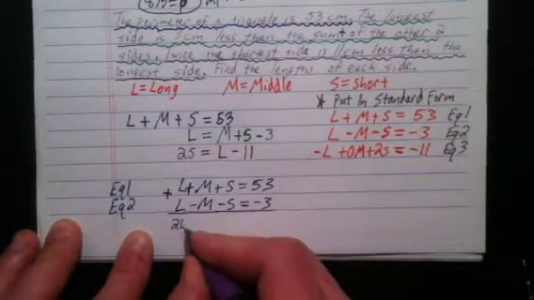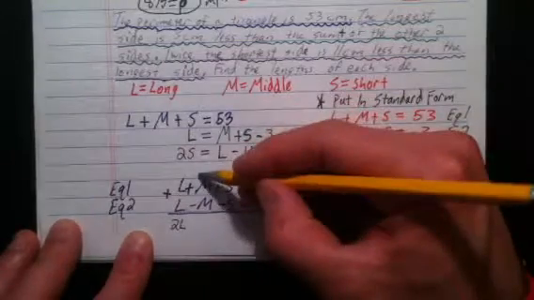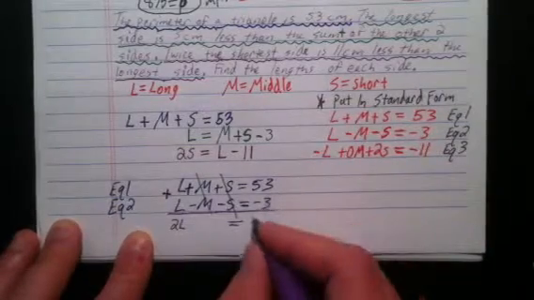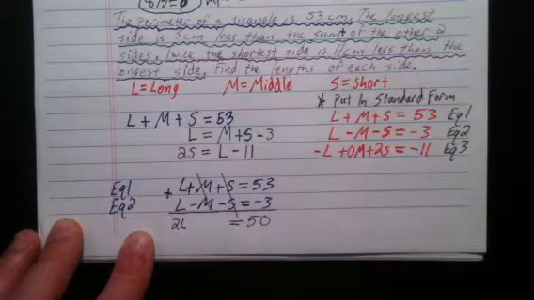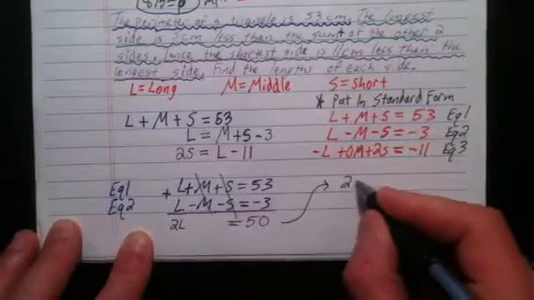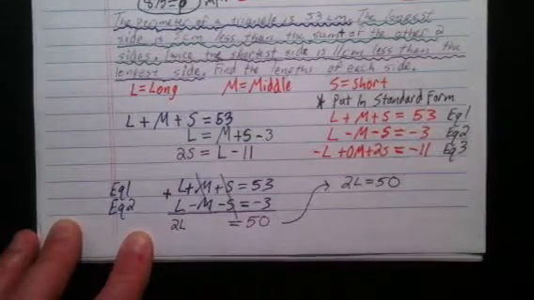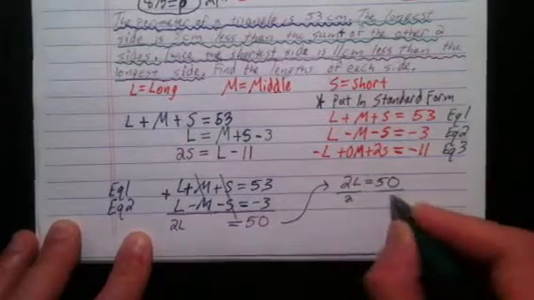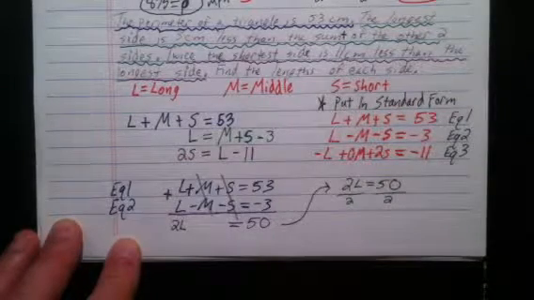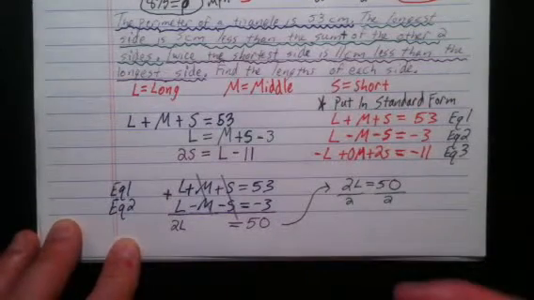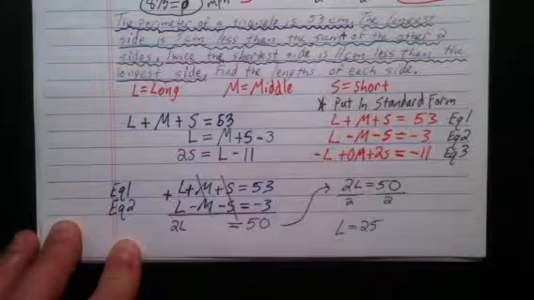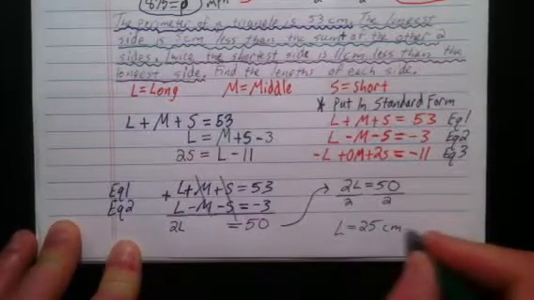That's going to give us 2L when we add. The M plus a negative M, S plus negative S, cancels. And then 53 plus a negative 3 gives us 50. Okay, if 2L equals 50, then we would divide on both sides by 2 and get that the length of the long side, L, is going to equal 25. And 25 what exactly? Well, we're dealing in centimeters, so 25 centimeters for the long side.